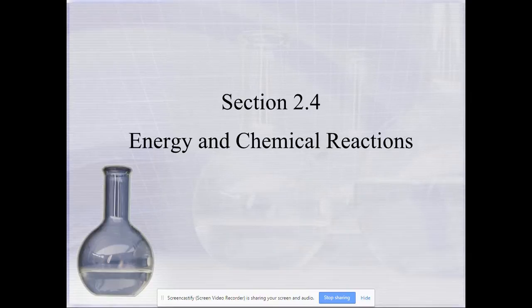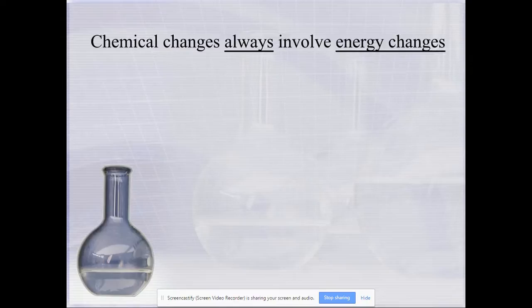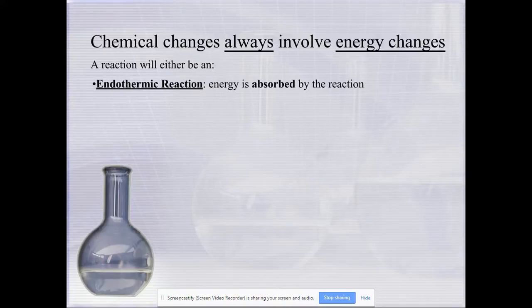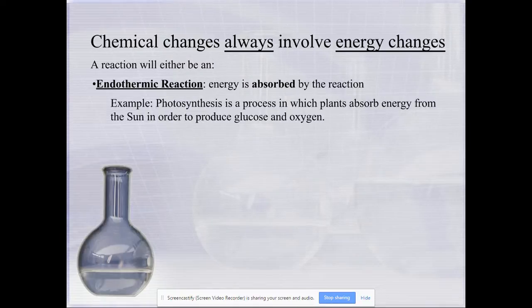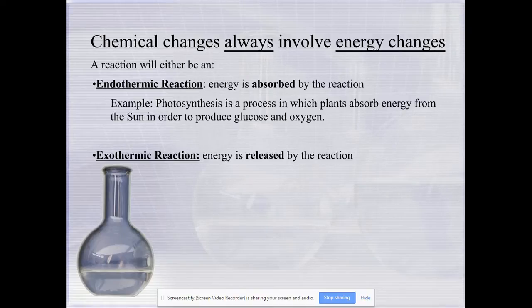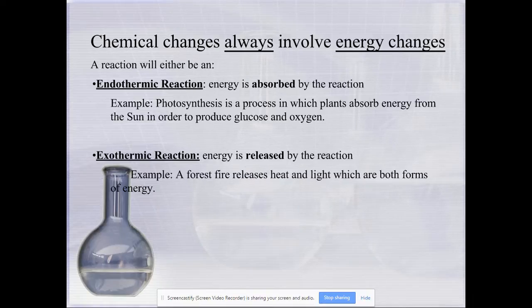And then the last part we're going to talk about is energy and chemical reactions. Chemical changes always involve energy changes. A reaction can either be endothermic, where the energy is absorbed by the reaction, so it's taking in energy. An example is photosynthesis, a process in which plants absorb energy from the sun in order to produce glucose and oxygen. Or it can be an exothermic reaction, where energy is released. A forest fire releases heat and light, which are both forms of energy.